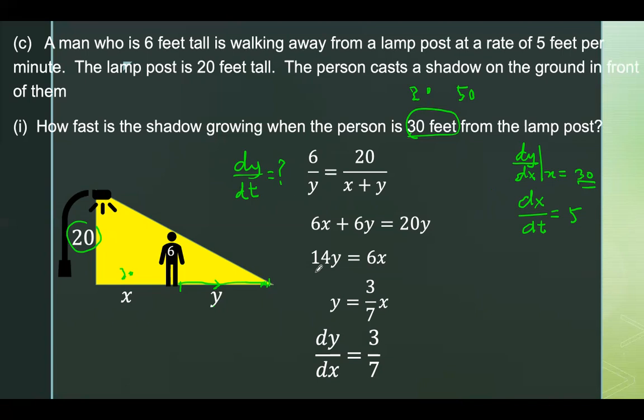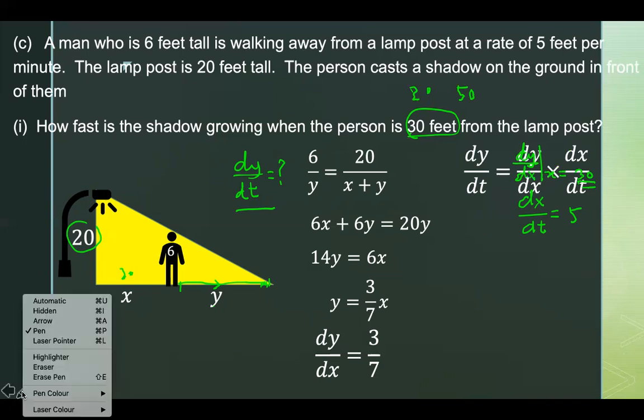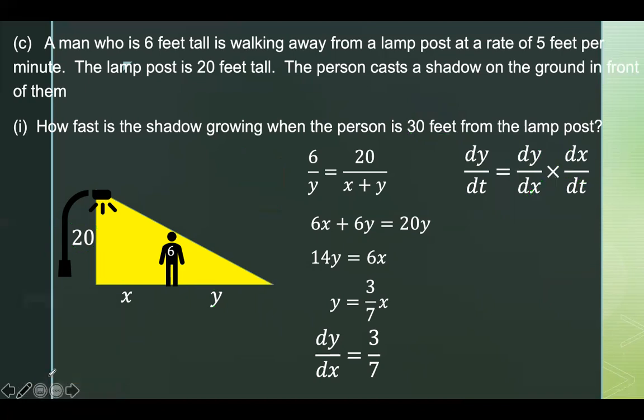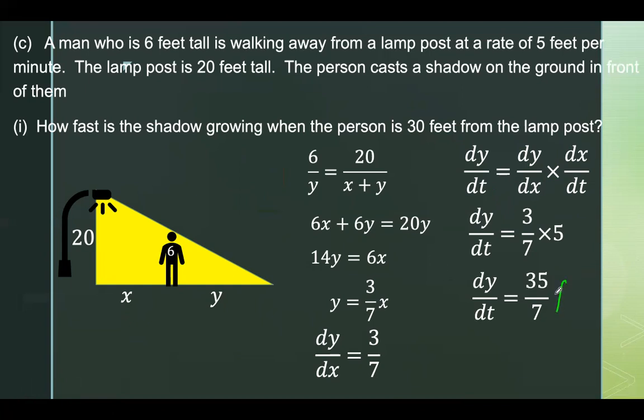Now I want to find dy/dt. So dy/dt equals dy/dx times dx/dt. Let me clear off everything. We want to find dy/dt, and we have dy/dx and dx/dt. Therefore, you have 35 over 7. So this is feet, 7 feet per second.